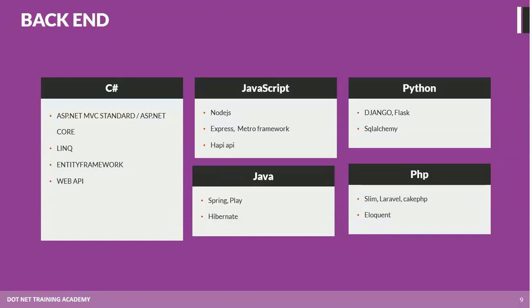These frameworks like Slim, a lightweight framework, Laravel, and CakePHP are good right now. I don't know a lot about PHP; I'm just conveying the information to you. And Eloquent is the ORM used in PHP, and it's also used in Laravel, and it can also be used in Slim.